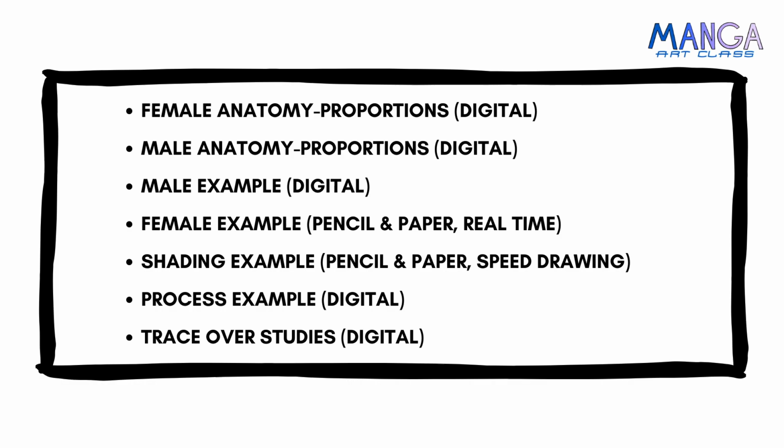And then a shading example, which will be paper and pencil, but it will be a speed drawing just to save time here. And then our process example in digital and trace over studies. So please feel free to skip around, fast forward, pause, wherever you'd like. Just go at whatever pace works for you. We're going to be going through some of these things quickly and some of these things at a more moderate pace. So just feel free to use the video as it works for you.